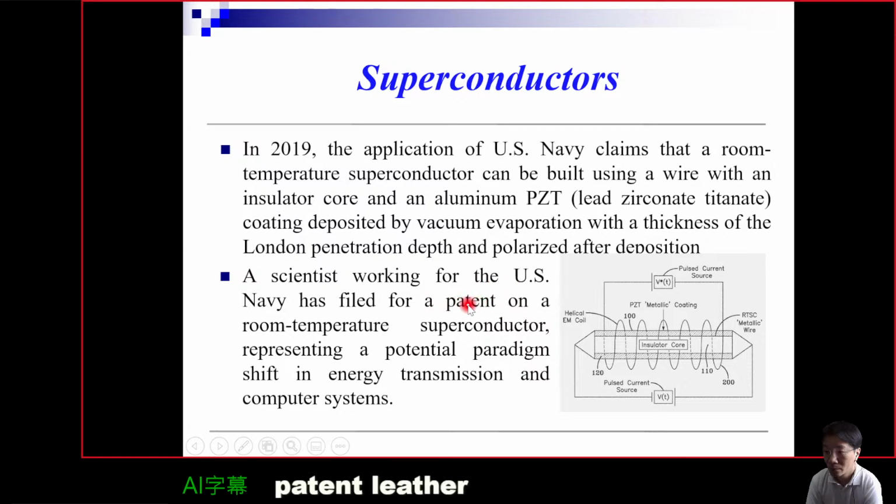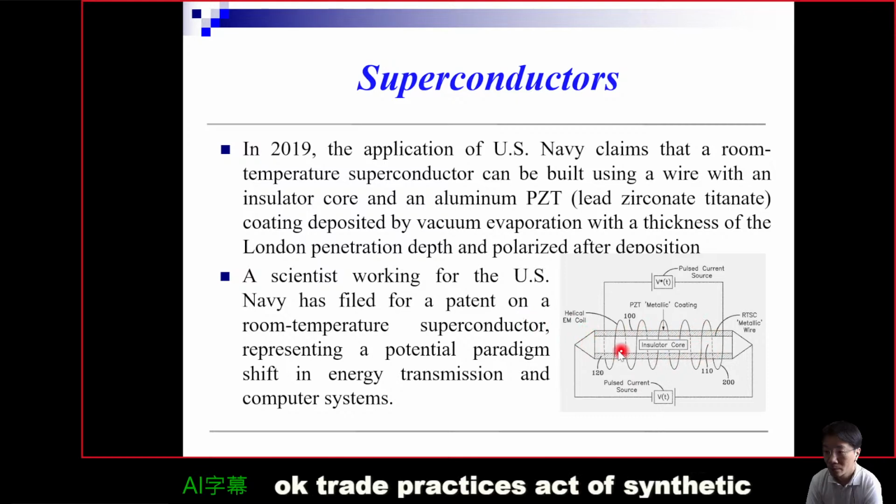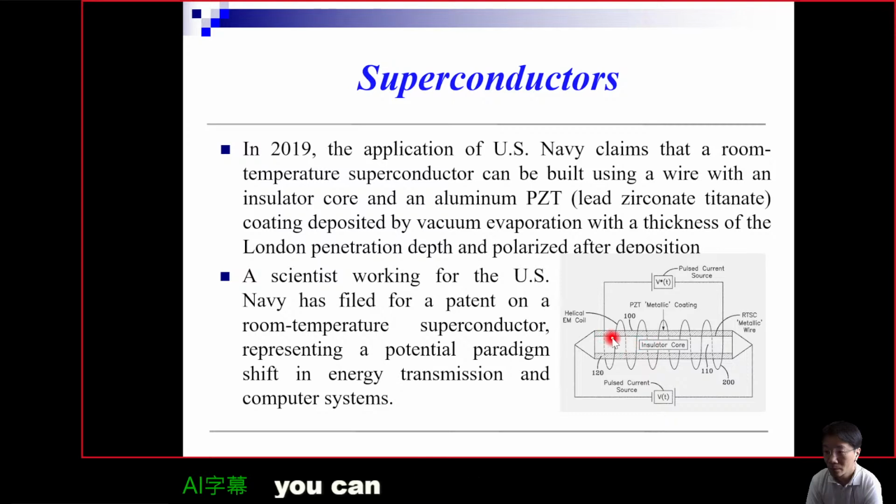They already applied for patents on the room temperature superconductor, representing a potential paradigm shift in energy transmission and computer systems. Okay, although they tried to apply for the patents, no one knows if this kind of device did work as a room temperature superconductor. But at least you can check if the U.S. Navy did have this kind of patent.